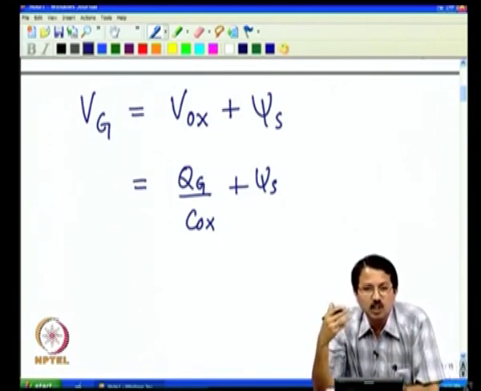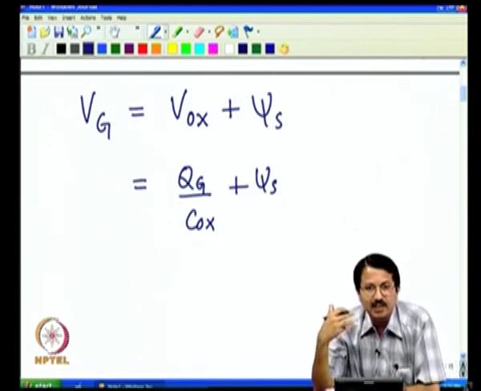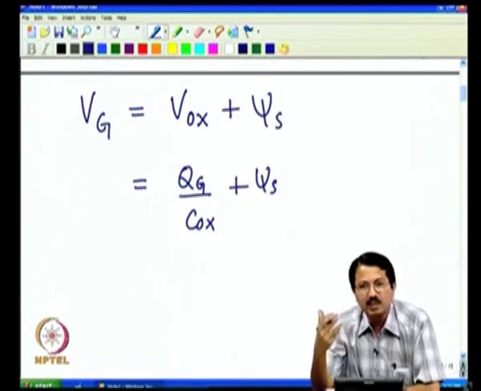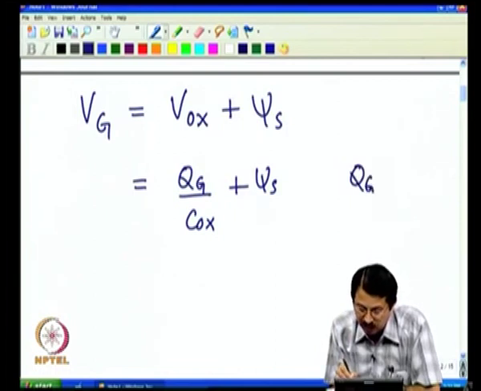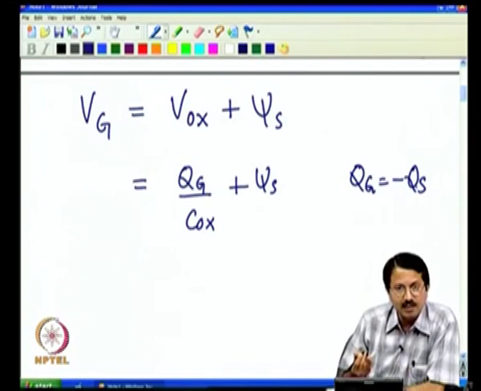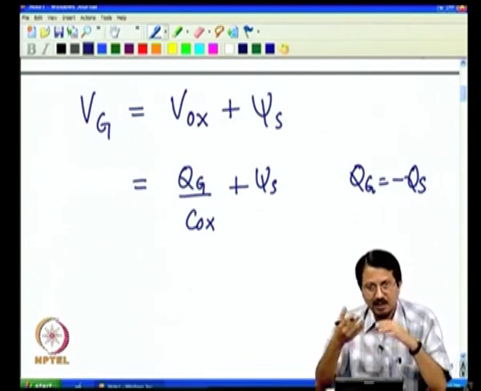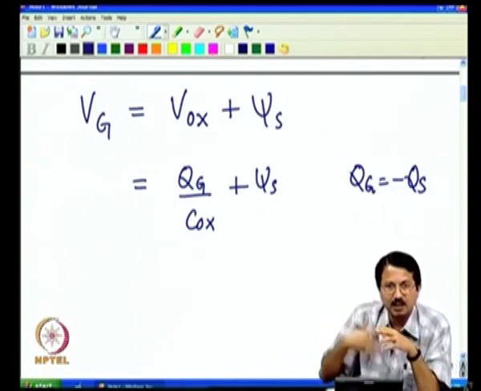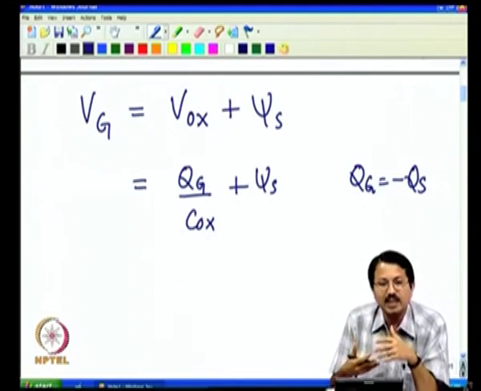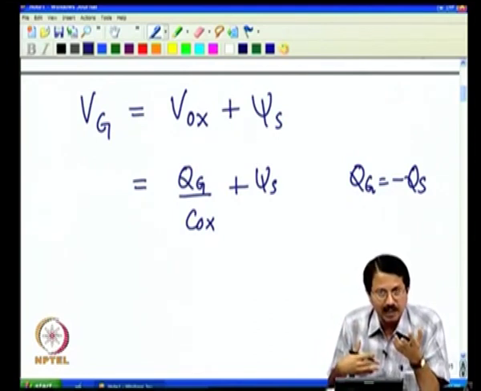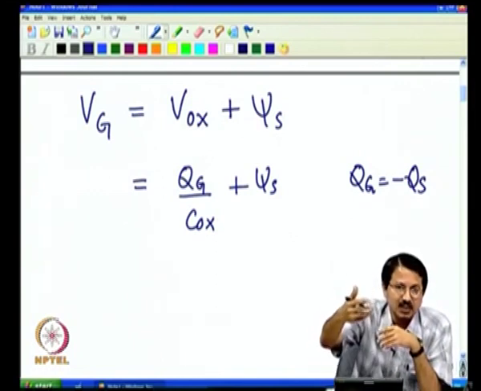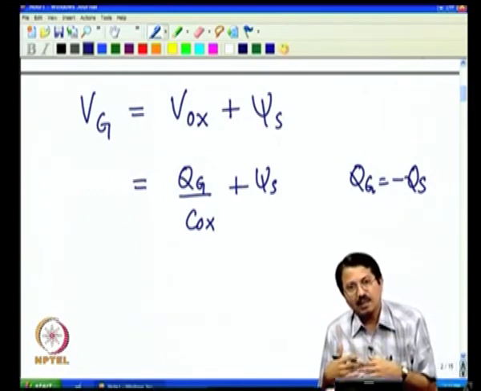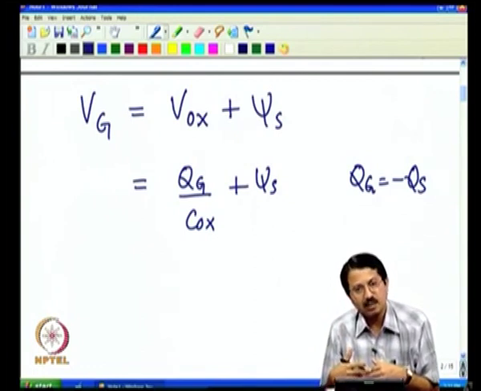Whenever I put a charge Qg on the gate, that charge will be balanced perfectly by an equivalent charge in the semiconductor. So, we can also write Qg is equal to minus Qs, where Qs is the charge in silicon, because it is a capacitance. Positive charge is balanced by the negative charge, and this negative charge is in the silicon for positive applied gate voltage. Similarly, if you apply negative gate voltage, you have negative charge on the gate, that will have to be balanced by an equal and opposite charge in the silicon.